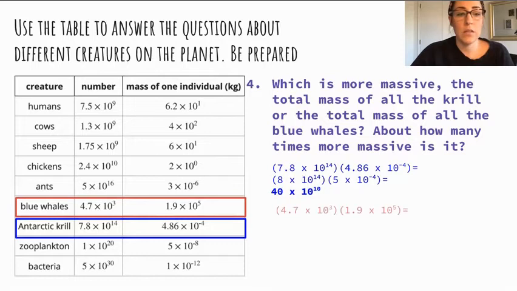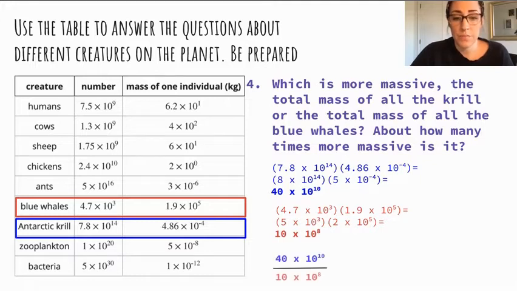Now let's look at the blue whales. So we have 4.7 times 10 to the 3rd times the mass, which is the 1.9 times 10 to the 5th. We're going to estimate here as well. So we're going to say 4.7 is close to 5 and 1.9 is close to 2. We're going to take care of those leading factors. So 5 times 2 gives us 10. And then 10 to the 3rd times 10 to the 5th will give you 10 to the 8th. So we're going to go ahead and divide the krill by the blue whales. So we're now just those leading factors, 40 and 10 will give you 4. And then 10 to the 10th over 10 to the 8th will give you 10 squared. So that'll be 400 times more.